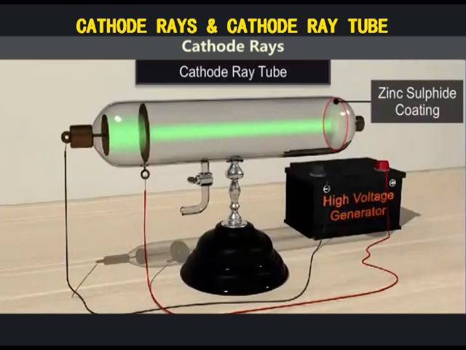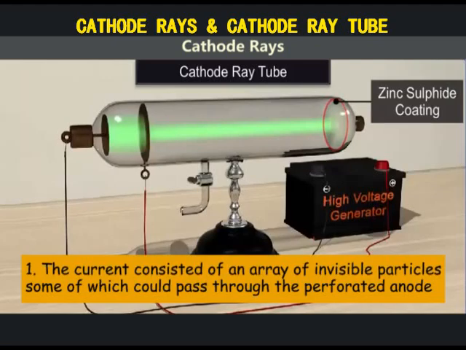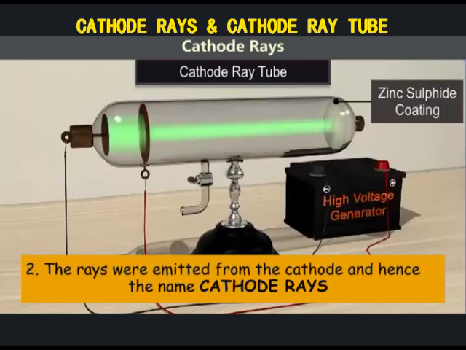This time, he noticed a bright spot on the coating behind the anode, which confirmed two things. One, the current consisted of an array of invisible particles, some of which could pass through the perforated anode. And two, these rays were emitted from the cathode and moved towards the anode. Therefore, these rays were named cathode rays.